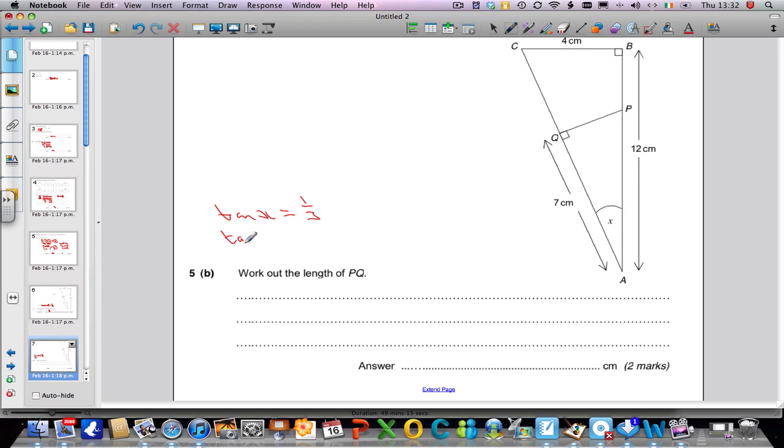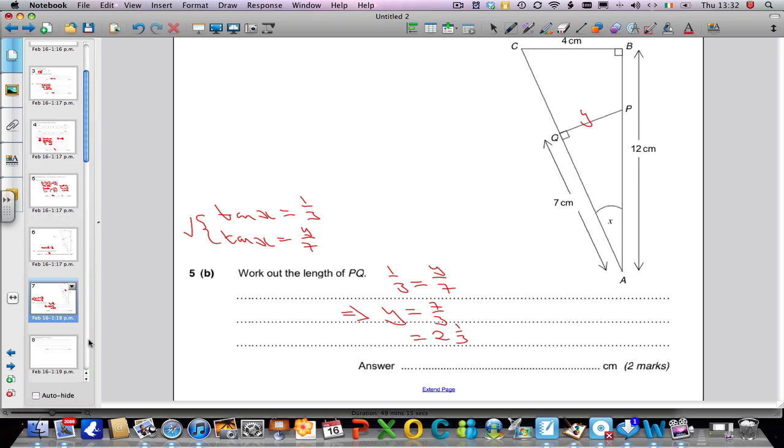Well, tan of x, I'm going to call this, by the way, I'm going to call it y. Tan of x must be equal to y over 7. But these two ratios are exactly the same. So I can equate them both. So 1 over 3 must be the same as y over 7, which means y must be equal to 7 over 3, which equals 2 and 1/3. This question, by the way, is nearly identical to the question in practice paper set 1, using tan as well.